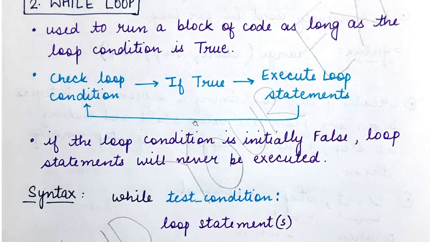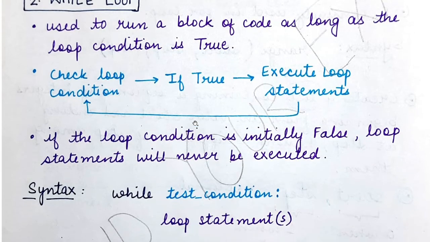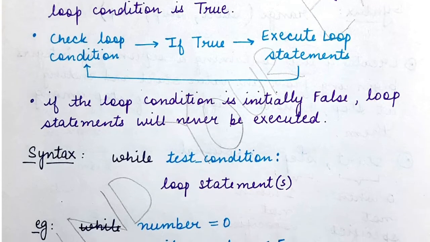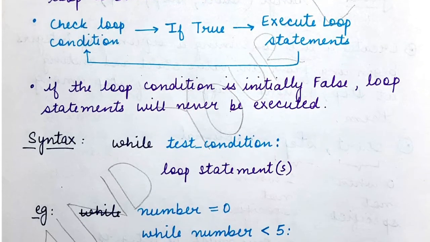Okay, now what is the syntax of the while loop? The while loop again has a similar syntax to the for loop. First, you will write the keyword while, then you will specify which condition you want to check. That will determine the execution of the loop statements. Then you specify a colon in front of the test condition. Then in the next line, you can specify the loop statements which are indented at one indentation level.